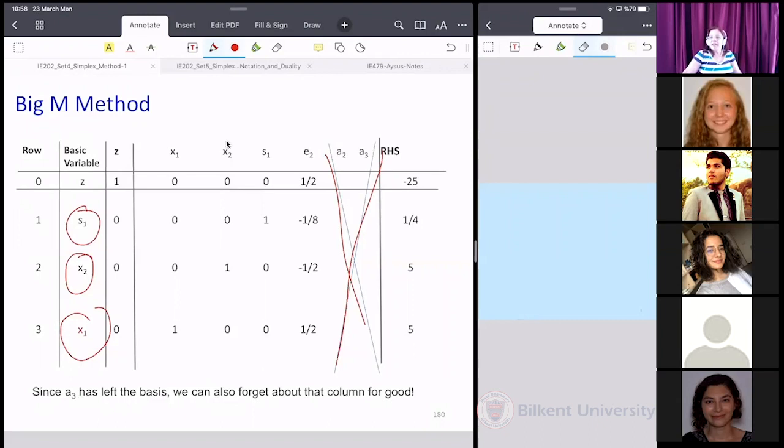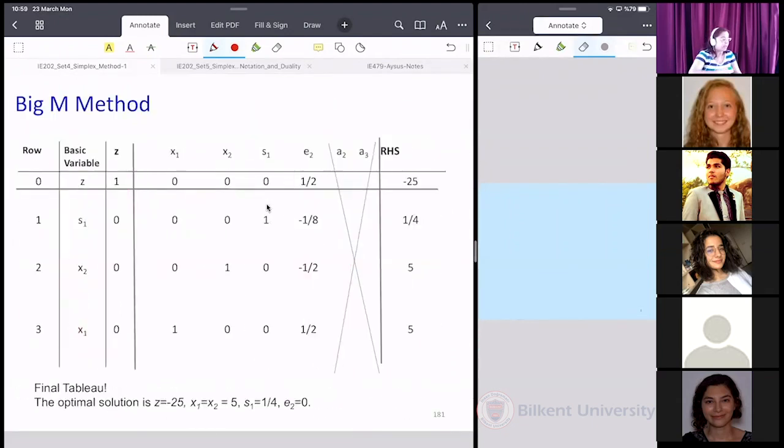So this table, I'm muting you again. Our motivation was just to find a starting BFS, but as you have just seen, during the process we have actually reached the optimum solution, right? There is no entering variable. All row 0 coefficients are non-negative, are positive, yes? Then this is our optimum solution.